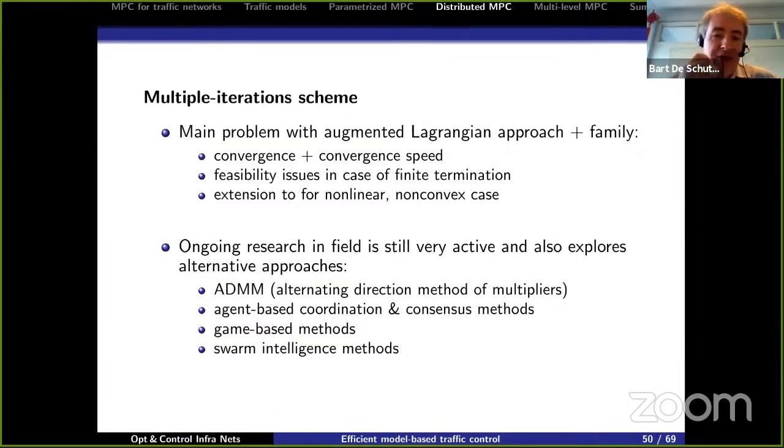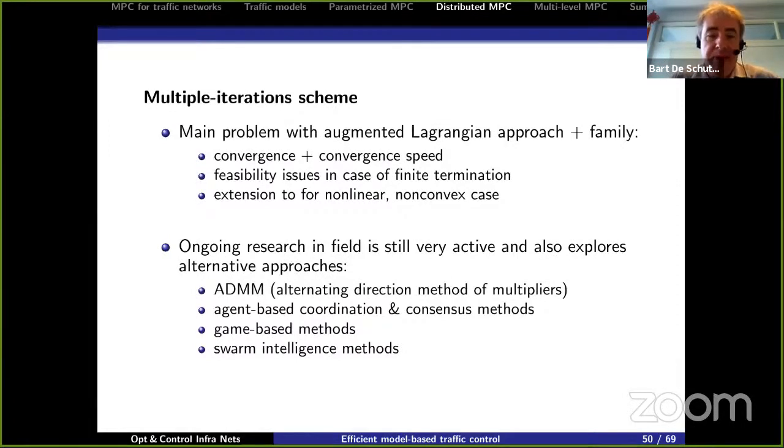Actually, it can be shown that in a convex setting, you will always get convergence. The disadvantage is that in traffic, we often have non-linear, non-convex settings, but we see that in practice, also for those cases, you can often get convergence, although proving it in a formal way is not always possible. So that's for distributed MPC.